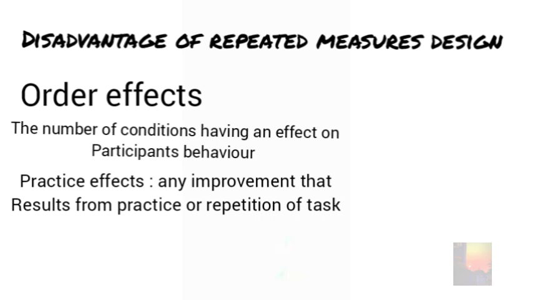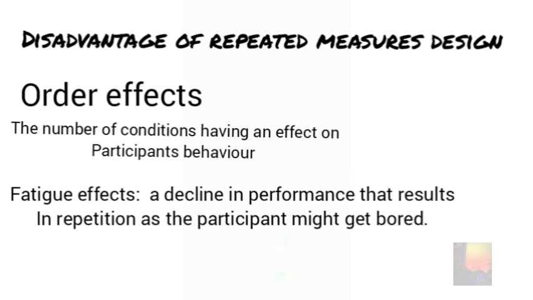There are 2 types of order effects. The first is practice effect. In this effect, there is an improvement that results from practice or repetition of task. The second is fatigue effect. In this effect, there is a decline in performance on a prolonged or demanding research that is generally attributed to the participants becoming bored with the task.